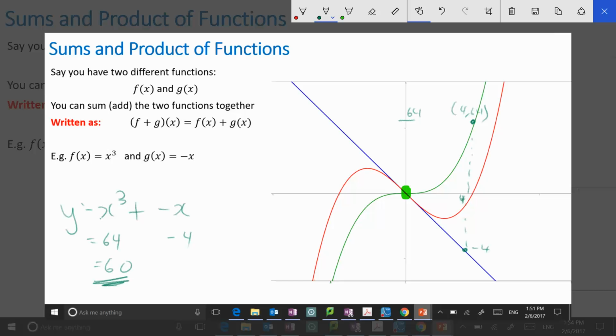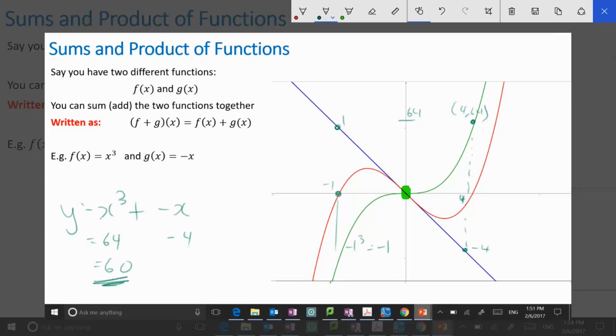Okay, so it goes up, but then why does it go back down? Why does the red one go back down? Because remember, this must be negative 1, because negative 1 cubed gives you negative 1. This one will give you positive 1. So it makes sense that positive 1 minus 1 gives you 0.